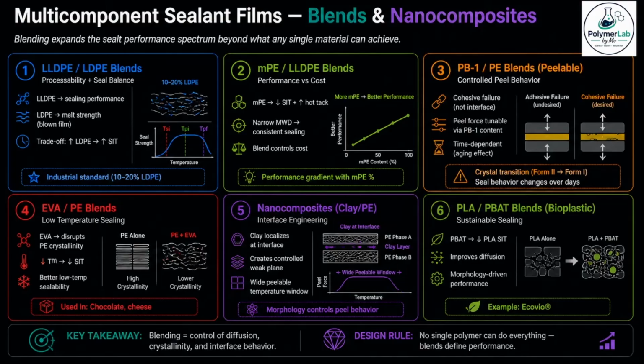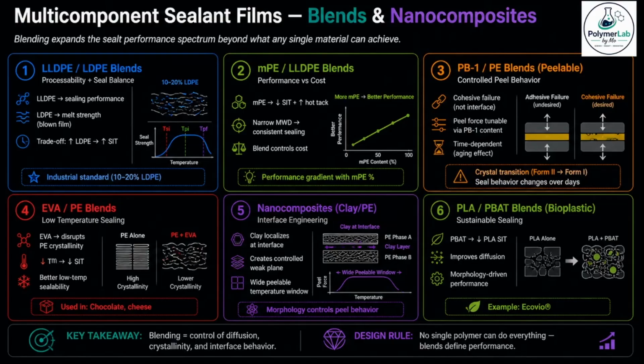EVA blending with polyethylene reduces seal initiation temperature. The vinyl acetate groups disrupt polyethylene crystallinity. This was the original approach for low temperature sealing before metallocene polyethylene and elastomers became available. EVA is still used for specialty applications, particularly packaging of chocolate and cheese, where the package must seal at temperatures that don't damage the product.